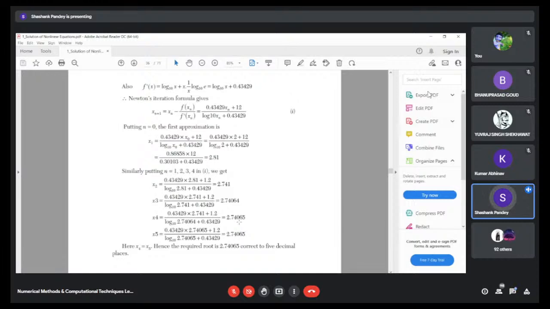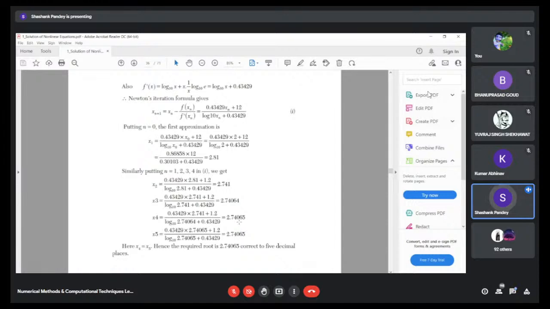On substituting n equal to 0, which is the value of x naught equal to 2, we get one of the roots, x1, as 2.81. Since we decided to compute the root correct up to 5 decimal places, we will proceed from here.